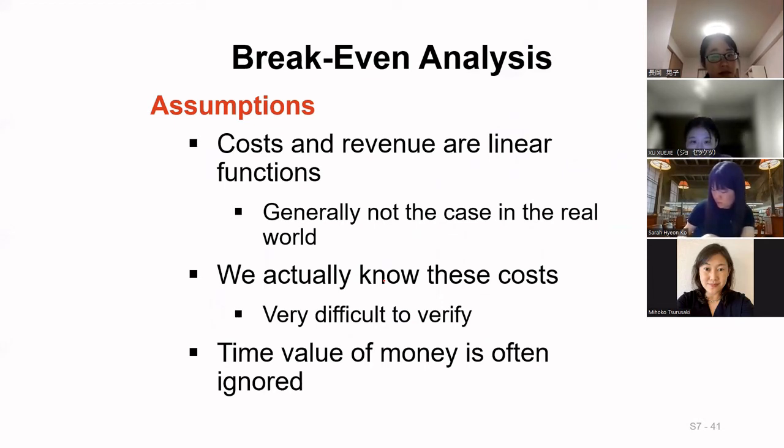But the assumption, even though it is not real, is that cost and revenue are linear functions, straight lines. Generally not true in the real world. But this is the best. Sometimes we need to assume; we cannot assume a non-straight line. That's the best assumption. Of course, it's very difficult to verify exactly, but these are assumptions. And time value of money is not considered. Time value means inflation and so on, or interest rates. So no.